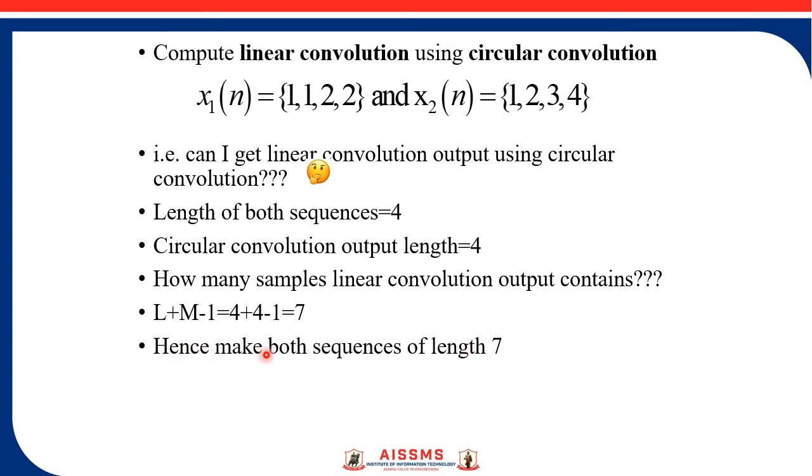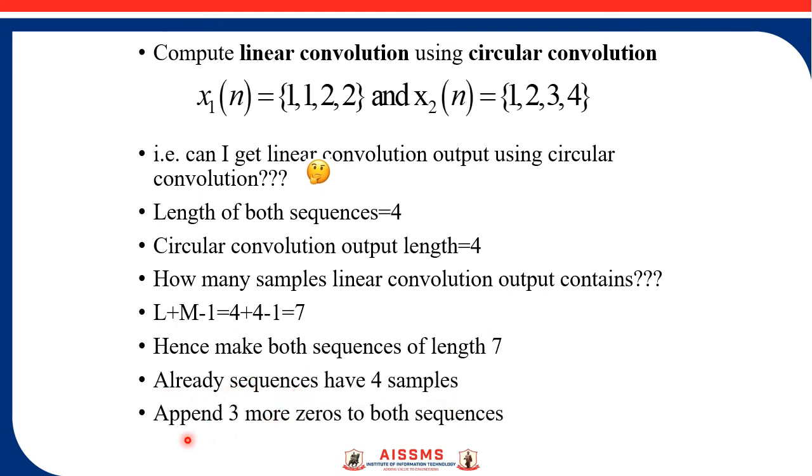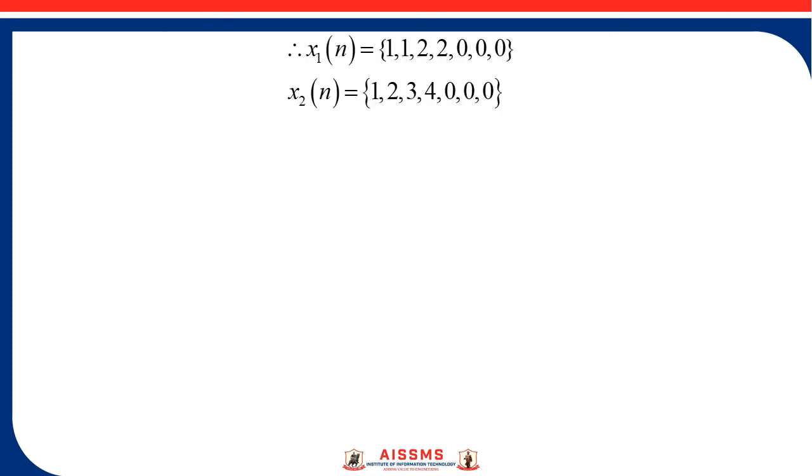Therefore, because I want to compute linear convolution, I am going to make the length of both the sequences 7. Right now the length is 4, so I am going to add 3 zeros to both the sequences. Already the sequences have 4 samples, so append 3 more zeros to both. So now I have appended 3 zeros to x1(n) and x2(n). And now I am going to compute circular convolution.